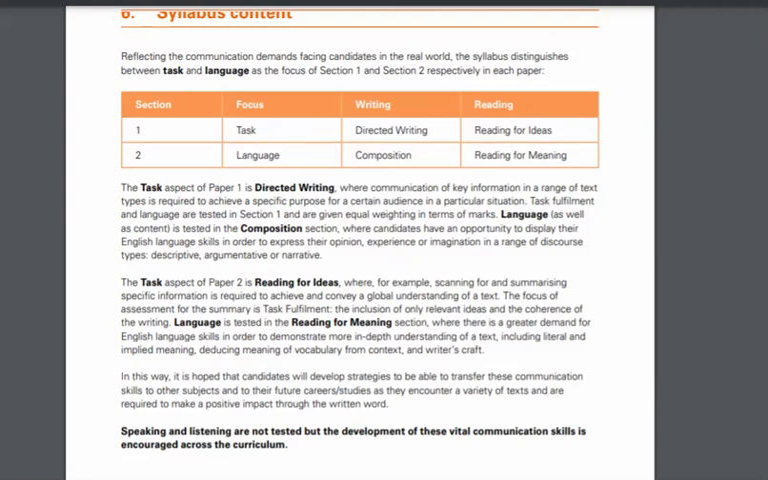Now, what could be those three different kinds of text? You can either write a descriptive essay, an argumentative essay, or a narrative.